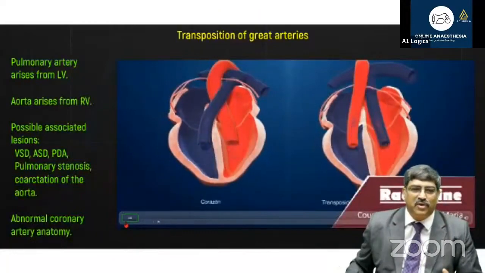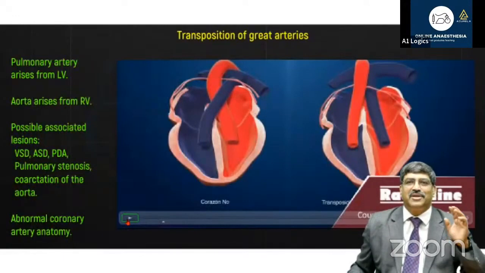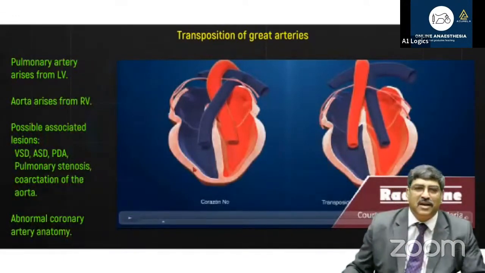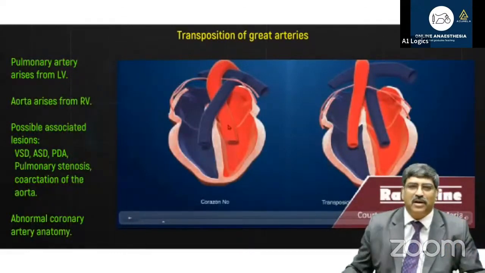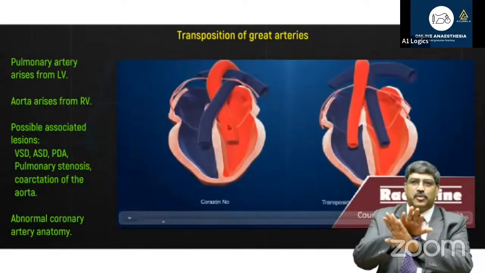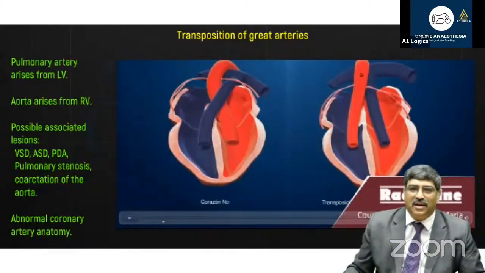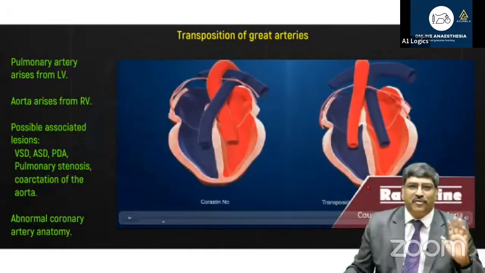Now, moving into complex congenital heart disease. Here, the first and foremost is going to be transposition of great arteries. Normally, the pulmonary artery comes from the right ventricle and the aorta comes from the left ventricle. Here, there is a transposition of great arteries. Your aorta comes from the right ventricle and pulmonary artery comes from the left ventricle.